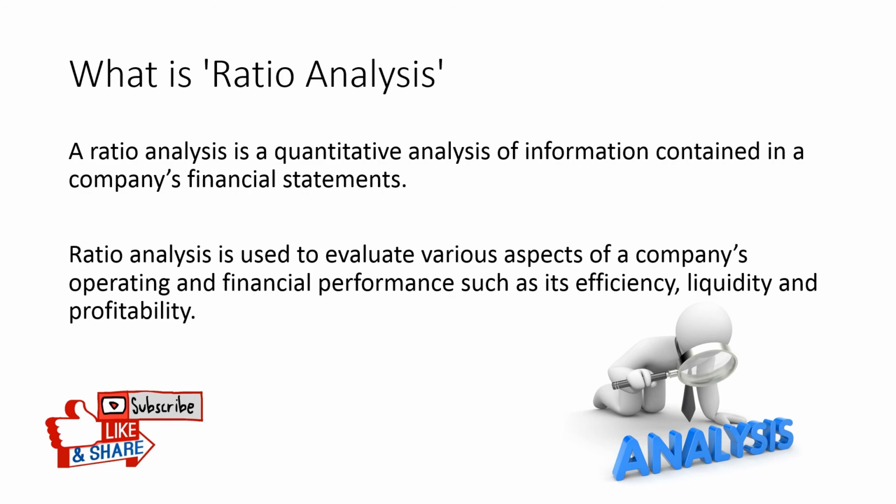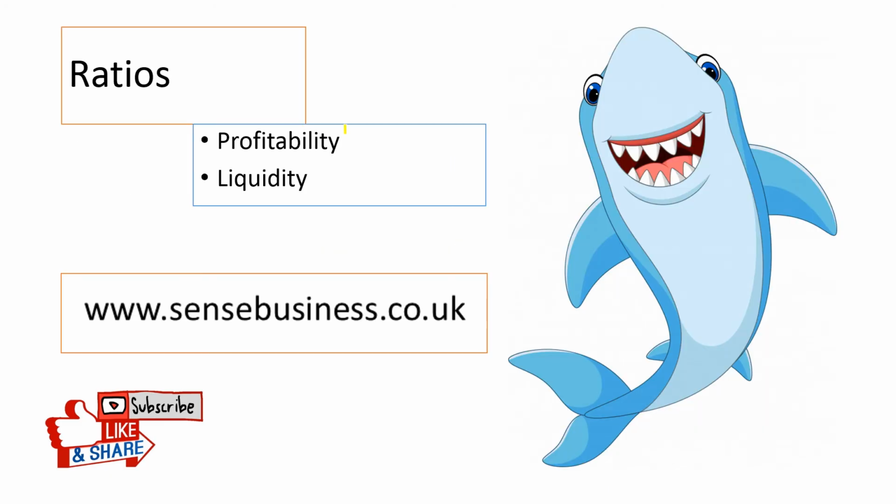So what is ratio analysis, you might be thinking? A ratio analysis is a quantitative analysis of information contained in a company's financial statements. Ratio analysis is used to evaluate various aspects of a company's operating and financial performance, such as its efficiency, liquidity, and profitability. So analysis is looking into it and going into great detail. The ratios we'll be covering are profitability and liquidity. That's what we'll be covering in this lesson.